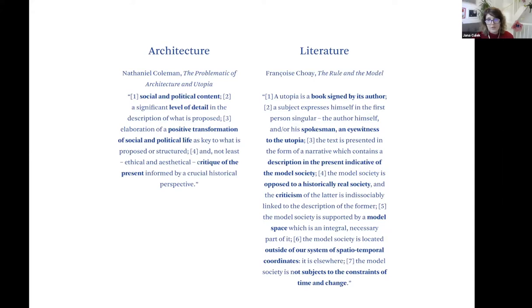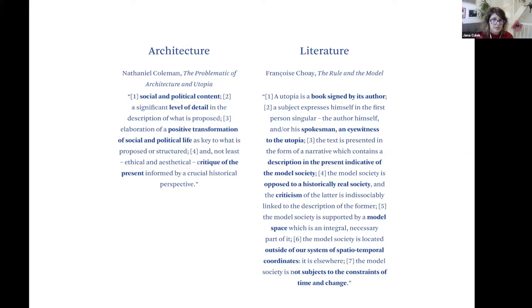So I found that the most general aspects which define utopian works across both fields is that they propose a critical and innovative alternative to their historical perspective, which is built through a strong presence of both social and spatial elements and forms.